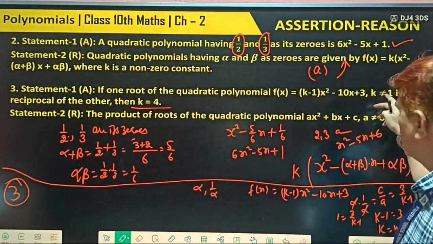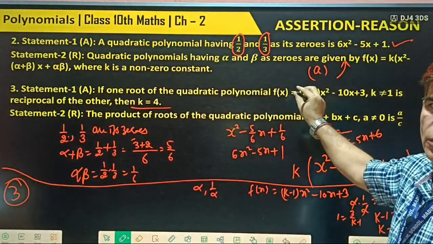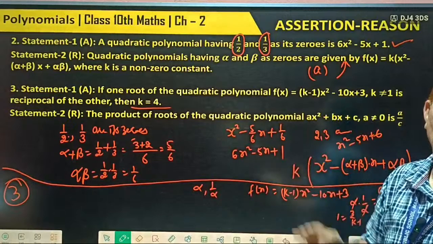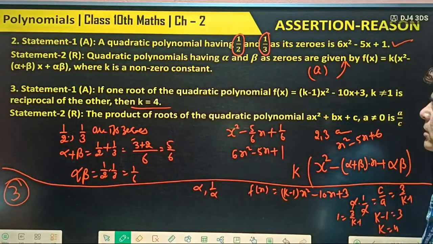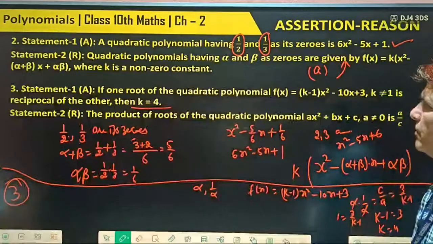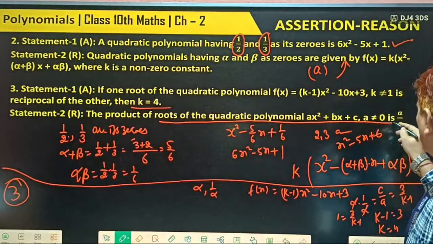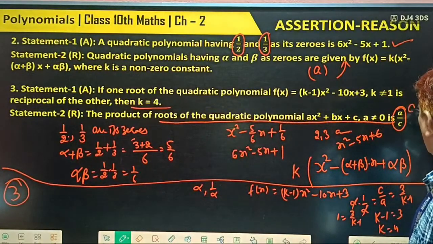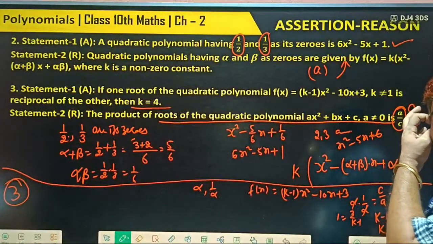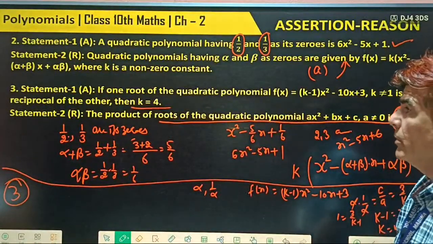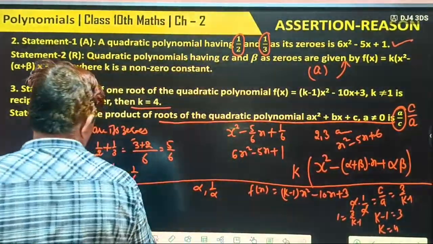And why is it written k is not equal to 1? If k becomes equal to 1, the coefficient becomes 0, so it doesn't remain a quadratic polynomial. Then the second statement says the product of the roots of a quadratic polynomial is a by c. Note, these are c by a. So statement 1 is right, statement 2 is not right.